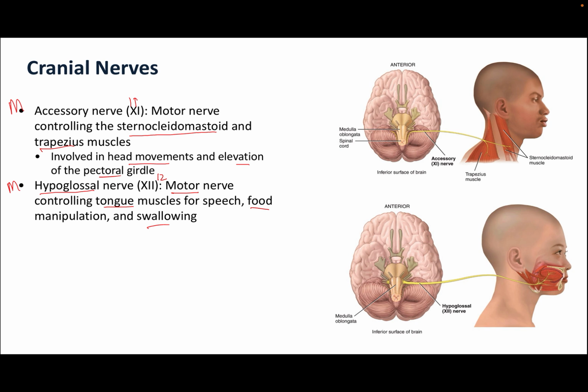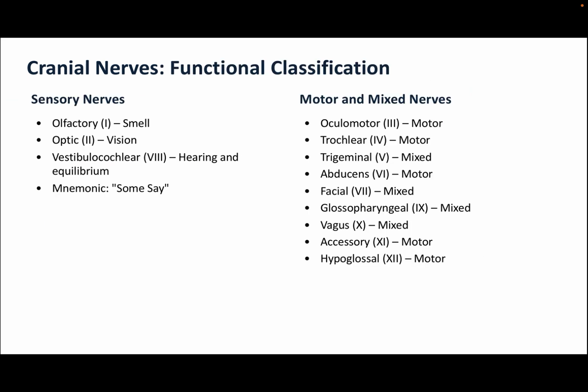So those are our 12 cranial nerves. These pictures are very useful to get an idea of where that cranial nerve is coming from, and what it is going to innervate, right? So here is just a nice little table that is useful to help break down the functional classifications of our various cranial nerves, with our sensory nerves versus our motor nerves versus the mixed, or both, all right? There are mnemonics for this.